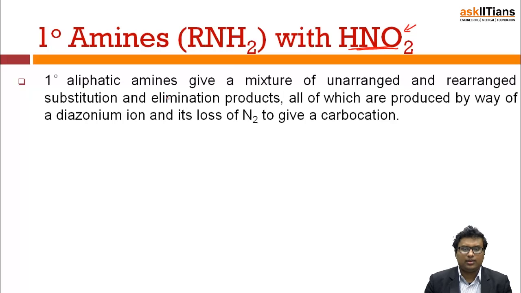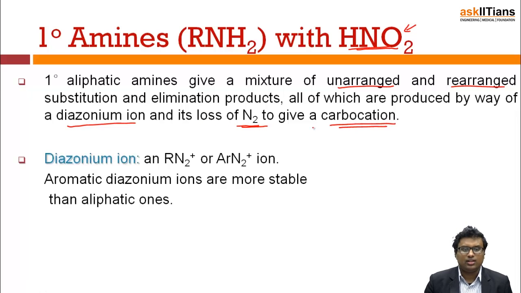1 degree aliphatic amines give a mixture of unrearranged and rearranged substitution and elimination products, all of which are produced by way of a diazonium ion, and it loses nitrogen to give a carbocation. What is a diazonium ion? First we have to understand this. Any RN2+ or ArN2+ ion is actually your diazonium ion. Aromatic diazonium ions are more stable than aliphatic ones.